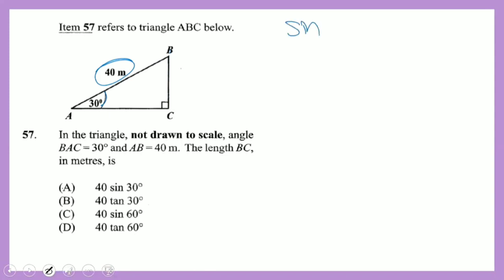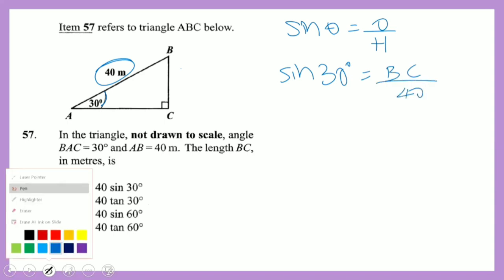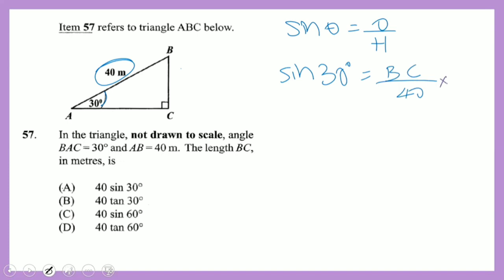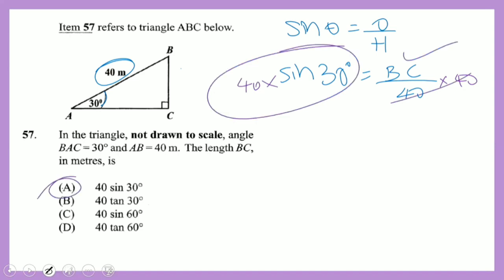That is sine. Sine theta equals opposite over hypotenuse. Sine, we know theta means the angle, 30 degrees, equals opposite BC over hypotenuse, that's 40. And BC is what we're trying to find, so multiply both sides by 40. Don't need to go no further. BC is equal to 40 times sine 30.